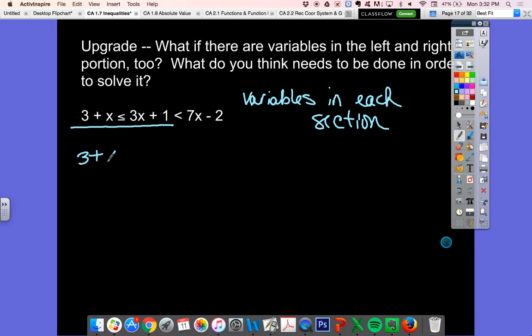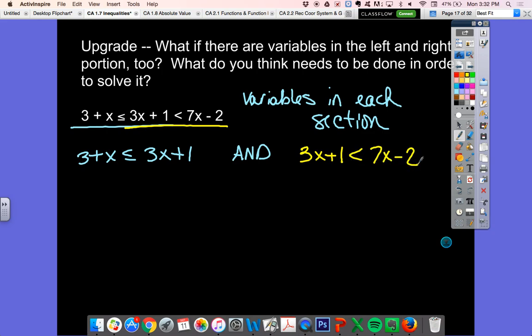So I have 3 plus x less than or equal to 3x plus 1. And then I'm going to write the word and, and then we're going to come back and grab the middle and the right. So we have 3x plus 1 less than 7x minus 2. Now we just need to solve them both. So there's no terms to collect over here. We're just going to go ahead and force all of your x's to be on the left side.